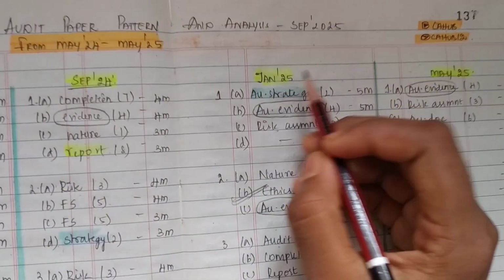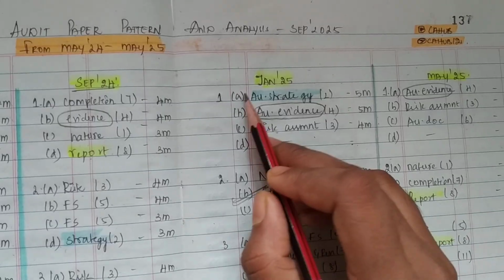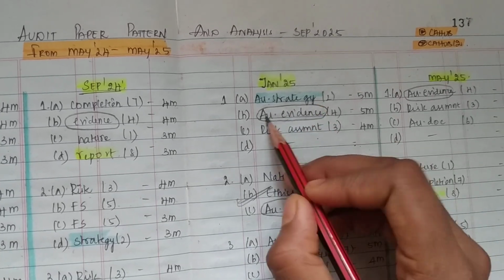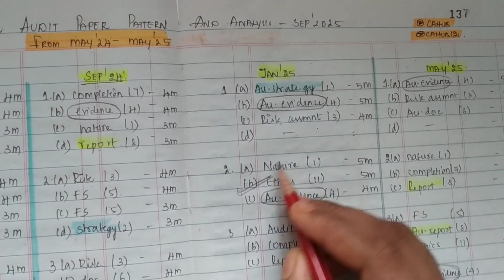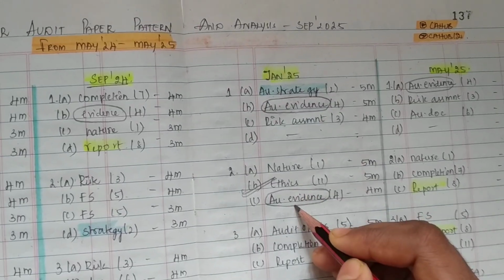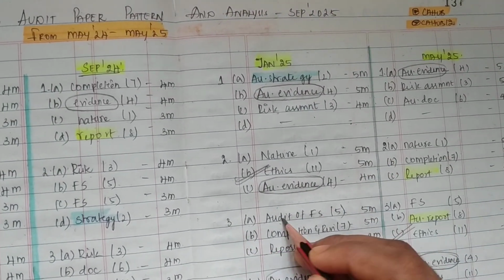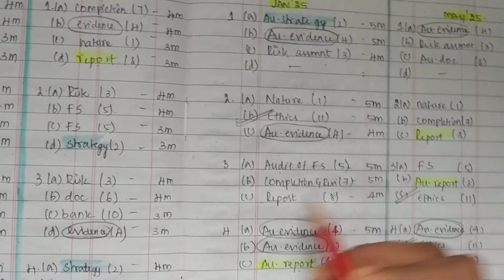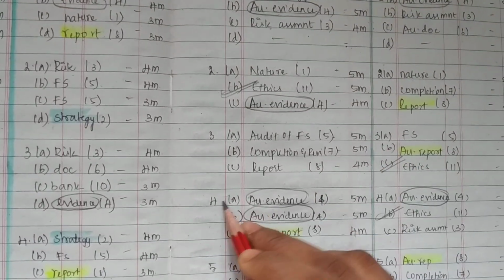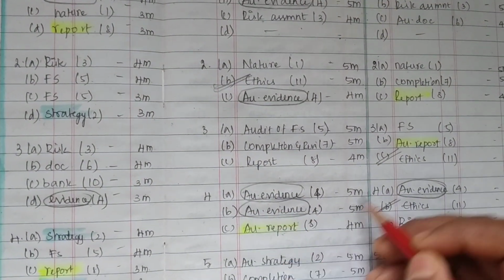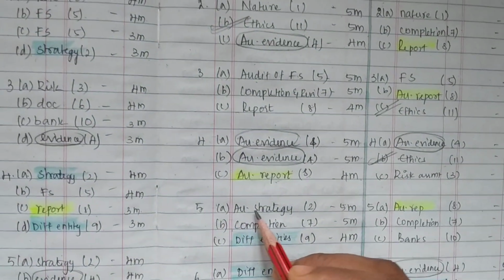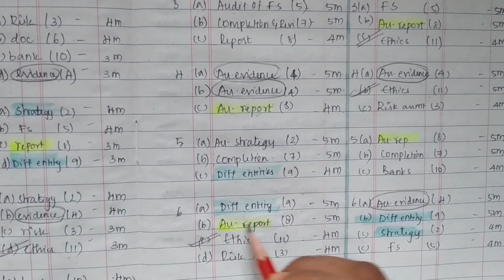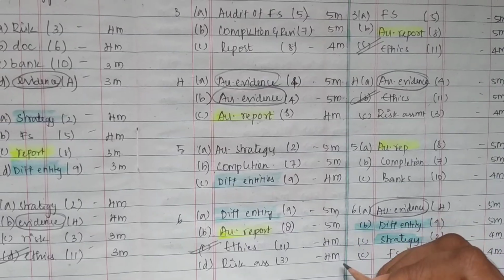And now let's see the January 25 attempt. In the January 25 attempt, they have asked 1A, 1B, 1C, 1D is not there. Here, audit strategy, audit evidence, risk assessment for 4 marks. Second question: nature, ethics and audit evidence for 4 marks. Third question: audit of financial statement, completion and review chapter, report chapter for 4 marks. Fourth question: audit evidence, audit report for 4 marks. Fifth question: audit strategy, completion, different entities for 4 marks. And sixth question: different entities, audit report, ethics and risk assessment for 4 marks.